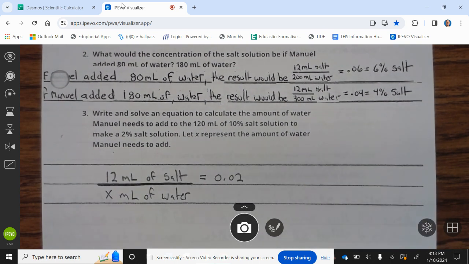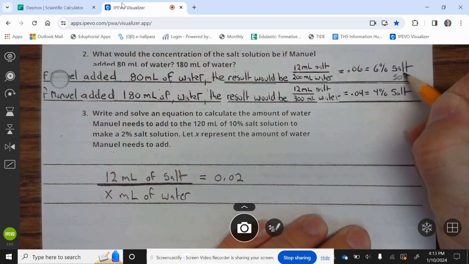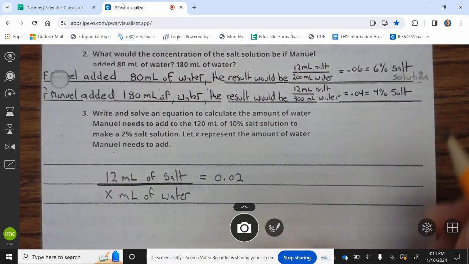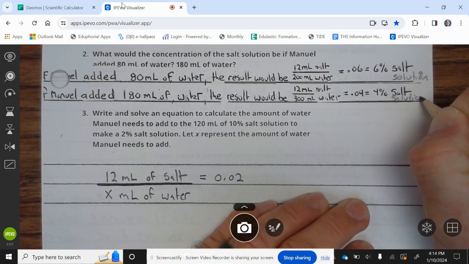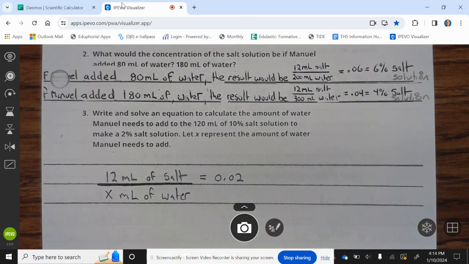All right, 2. What would the concentration of salt solution be if Manuel added 80 milliliters of water, or 180 milliliters of water? If Manuel added 80 milliliters of water, the result would be 12 milliliters of salt divided by 200 milliliters of solution, which equals 0.06, which is a 6% salt solution. If Manuel added 180 milliliters of water, the result would be 12 milliliters of salt divided by 300 milliliters of solution, which is 0.04, which equals a 4% salt solution.